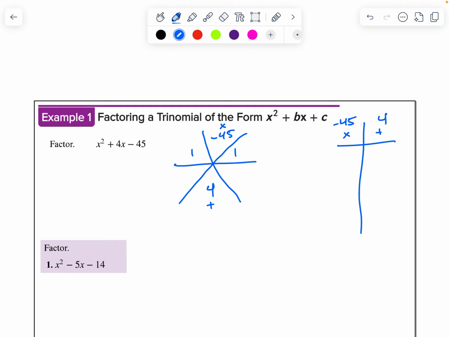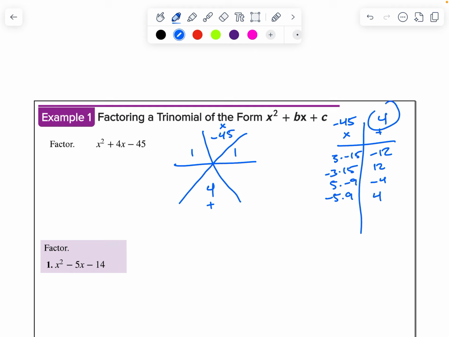What are some numbers that multiply to negative 45? Let's see. Multiplying to negative 45 would be something like 3 times negative 15, or negative 3 times 15, or 5 times negative 9, or negative 9 times 5. Let's see what these add to. If I add 3 plus negative 15, that gives me negative 12. Negative 3 plus 15 is positive 12. 5 plus negative 9 is negative 4. Oh, I'm sorry, I should have flipped the signs there. Negative 5 and positive 9 adds to positive 4.